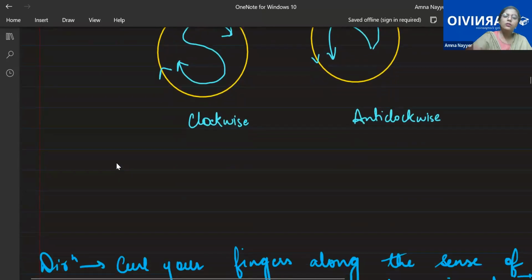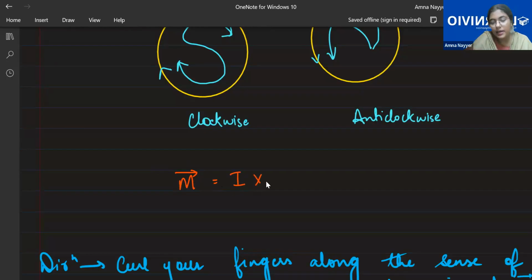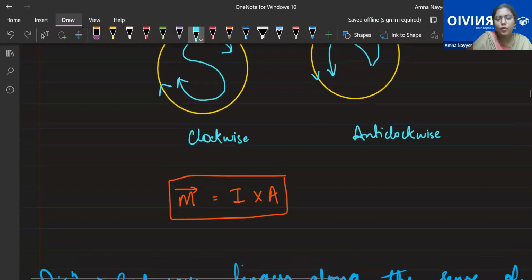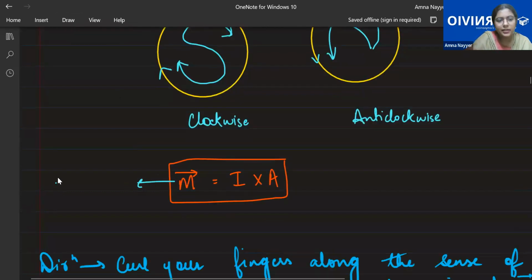So what we'll do, we'll just have the formula. Magnetic dipole moment is equal to current multiplied by the area. No derivation for this, straight away remember the formula. What is it? M is the magnetic dipole moment.